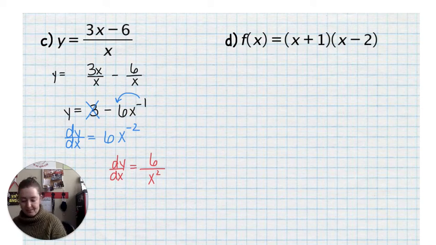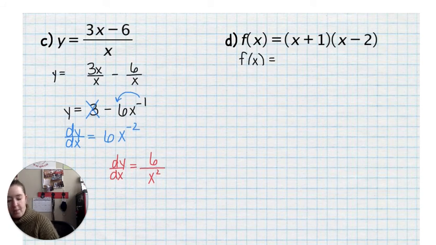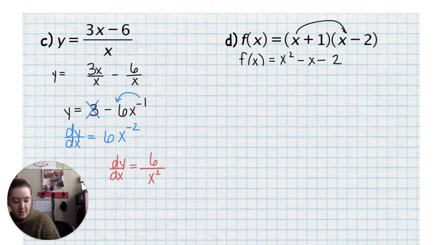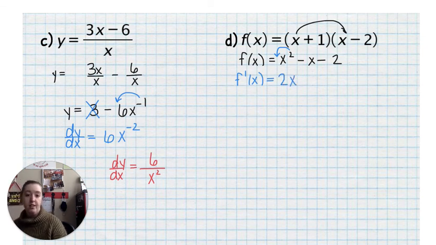Over on D, there is a product rule and things like that, but what we can also do is rewrite it by multiplying it out. x times x is x squared, so on and so forth. We'll end up with x squared minus x minus 2 when we multiply that all out. And then it's easy to find the derivative of. Multiply 1 times 2 is 2x. Subtract 1 from the power, 2 minus 1 is 1, or just plain old x.